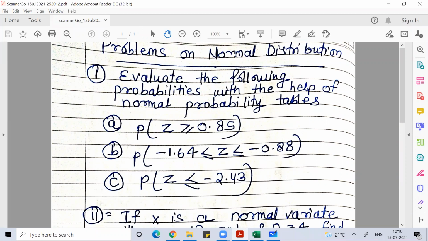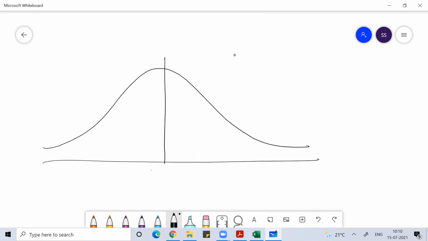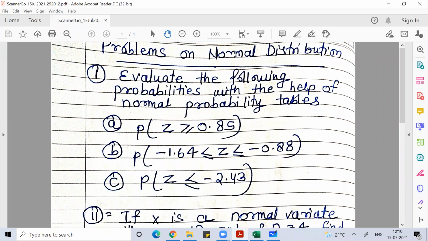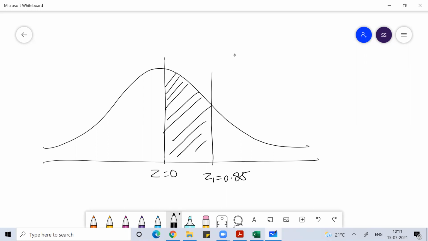Imagine I want the z value greater than or equal to 0.85. This is z equal to 0, right? What value am I looking for? Z greater than or equal to 0.85. This is 0.85 now. If you see this area, guys, suppose this is A1. What will A1 give you, guys?